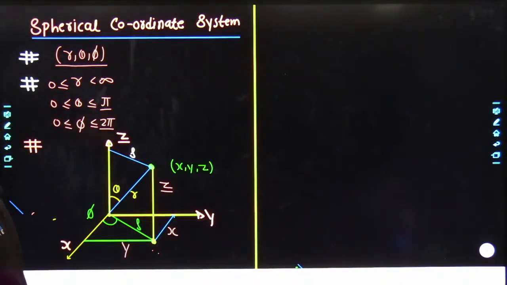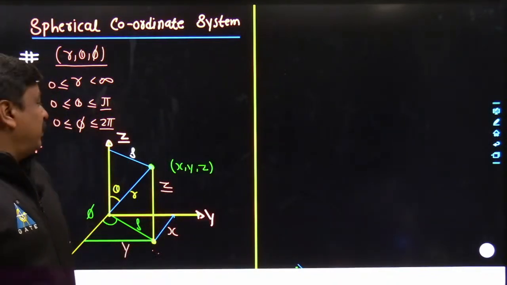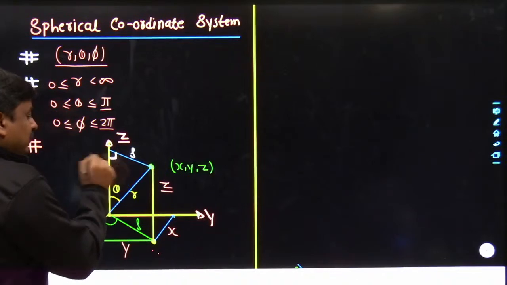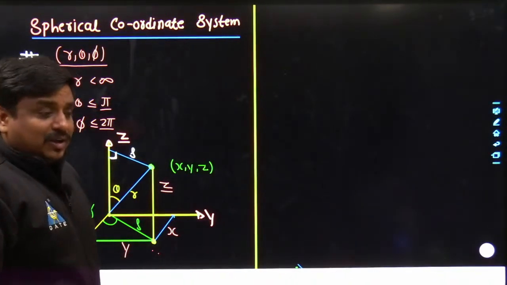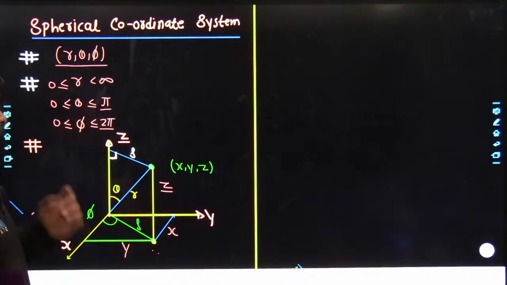Many of the times I have seen, whenever we deal with the spherical coordinate system, many of the angles are not well known to us. But yes, this is a right angle triangle, although it may not look like a right angle triangle. Once you see it, probably you will find this angle as an acute angle, but it is a right angle triangle. Yes, it is a right angle triangle.